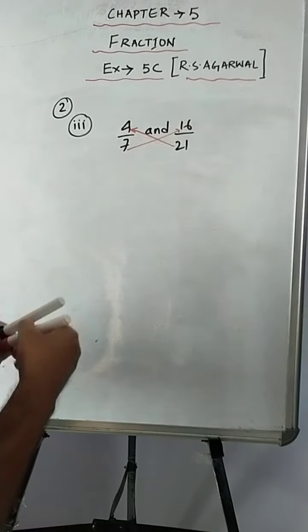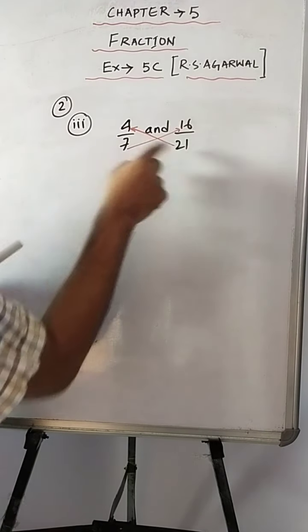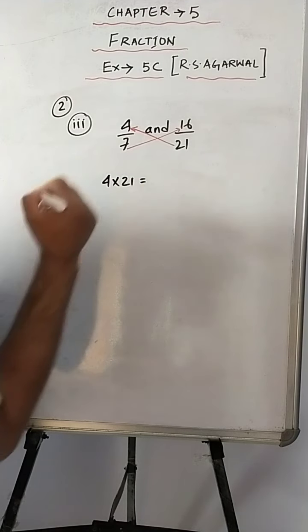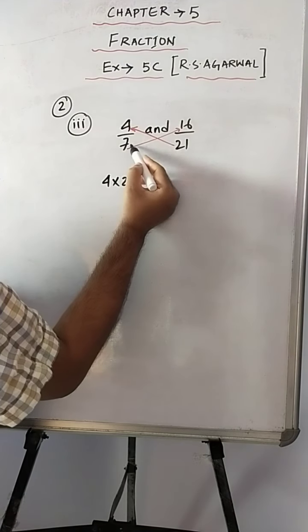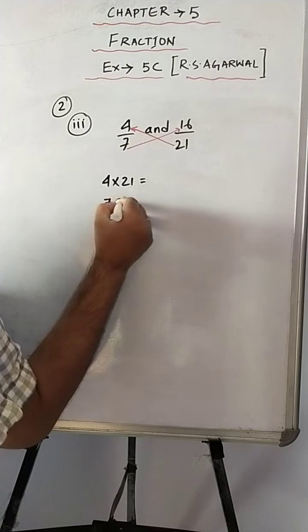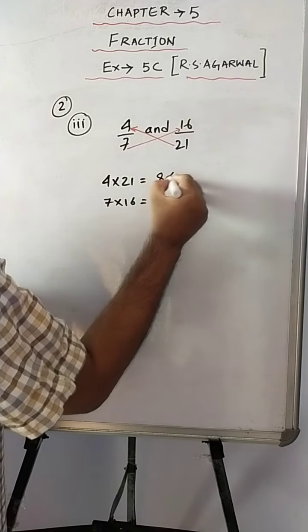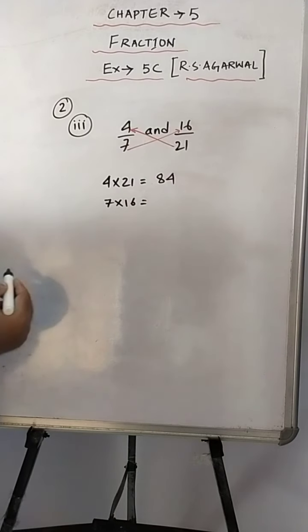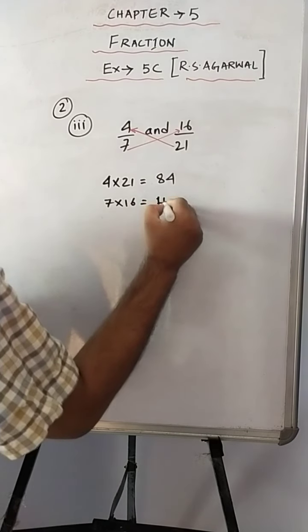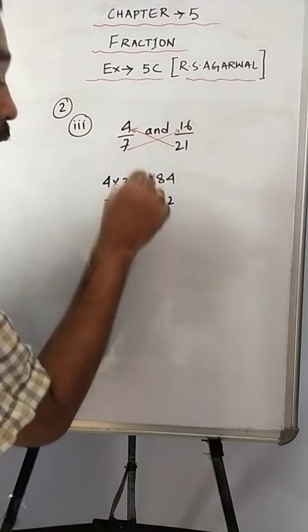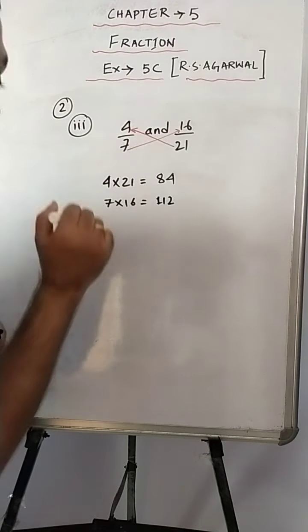So we'll find it out. That means we have to multiply 4 and 21, and find the product. Similarly, we do the same thing with 7 into 16. Now, what is the product of 4 and 21? It is 84. And what is the product of 7 into 16? It is 112. So are they the same? No, they are not the same. If they are not the same, that means they are not equivalent to each other.